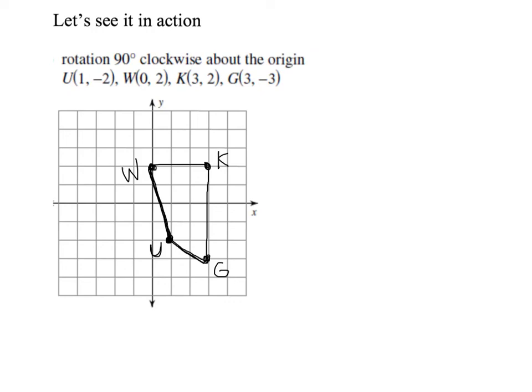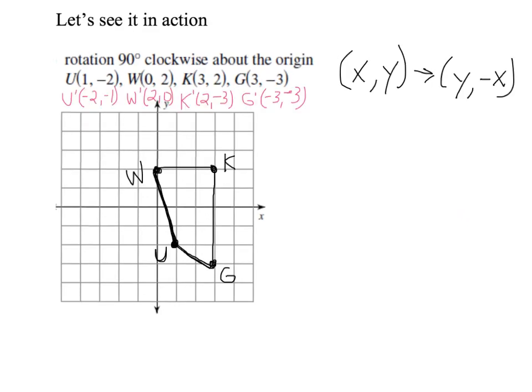Now you have to remember the rule for rotating 90 degrees clockwise. XY becomes Y negative X. I already have each ordered pair listed, so I need to apply my rule. When I apply my rule to each point, I see that U prime becomes negative 2, negative 1. W prime becomes 2, 0. K prime becomes 2, negative 3. And G prime becomes negative 3, negative 3.